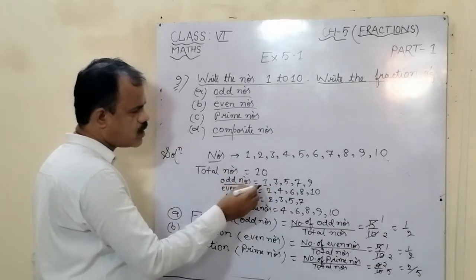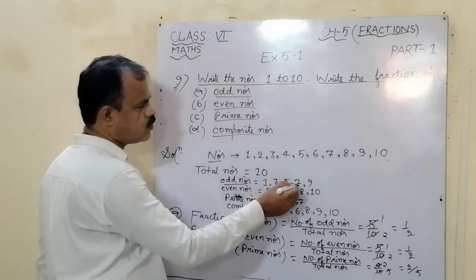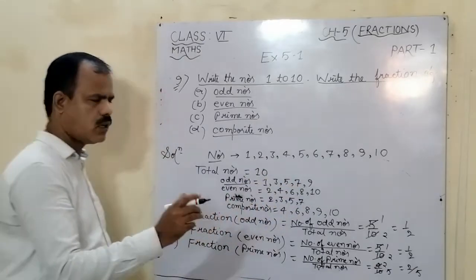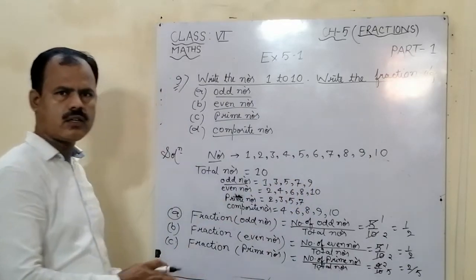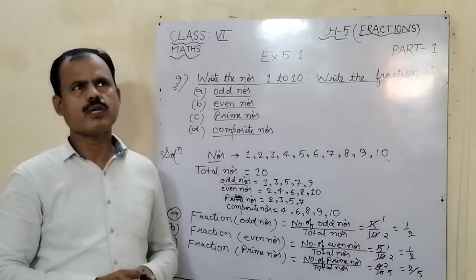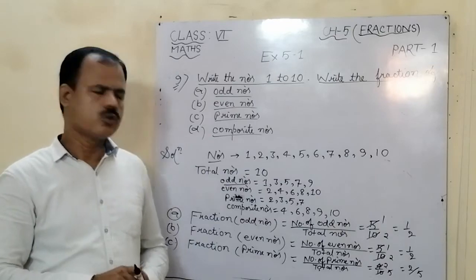So how many odd numbers are there? 1, 2, 3, 4, 5. 5 odd numbers are there. They are 1, 3, 5, 7, 9. Clear? Odd numbers mean a number which is not divisible by 2.